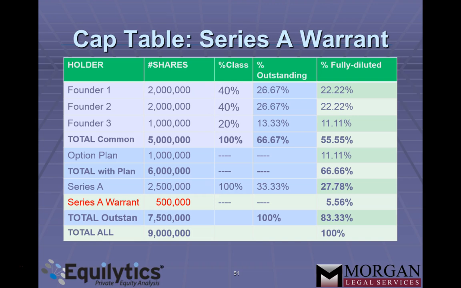We haven't changed outstanding stock. What we have changed is the fully diluted. When we add the warrant into the total of everything, it's now 9 million shares, and that has caused the fully diluted percent to be proportionately decreased.